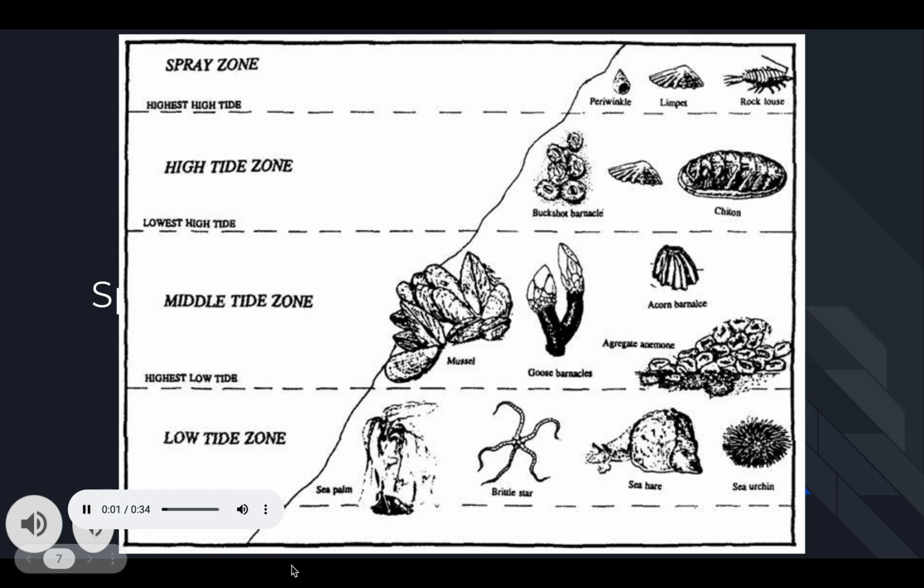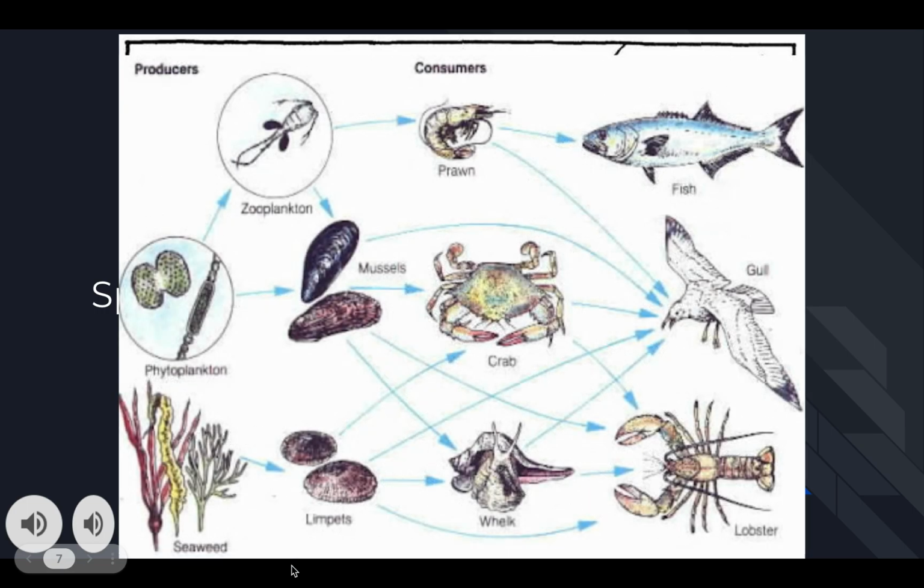With this information, we can see that there are a lot of species, and this creates a food web. In this food web, we can see producers, consumers, and predators. The predators could be fishes, birds, and lobsters, and for consumers, we can see prawn, crab, and whelk. For producers, we can see phytoplankton and seaweed. So this creates a really extensive food web.